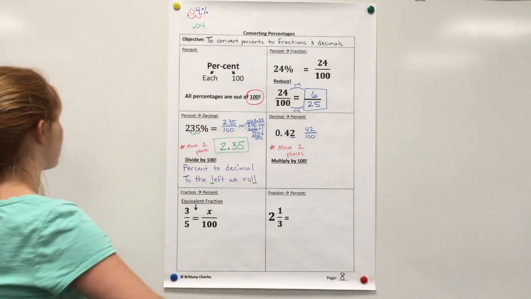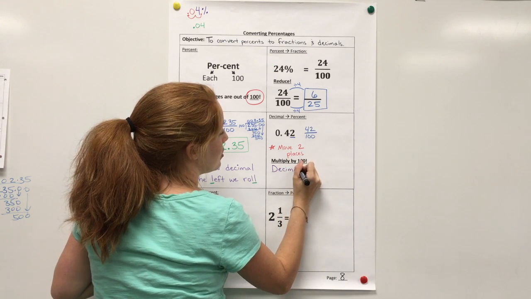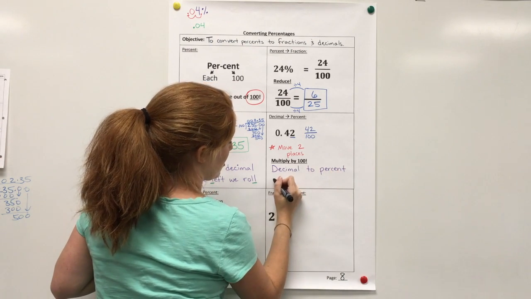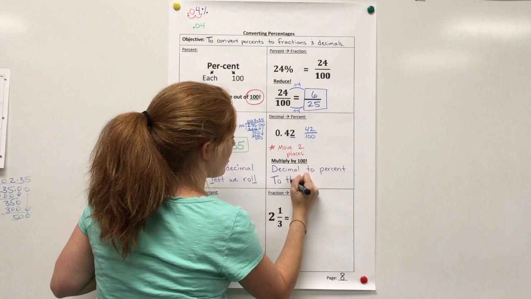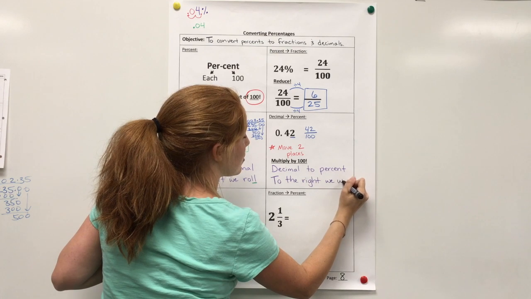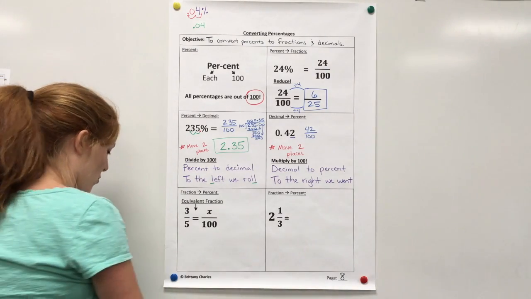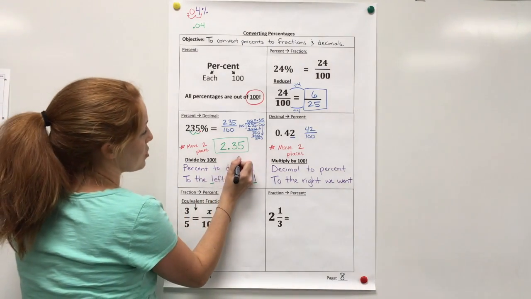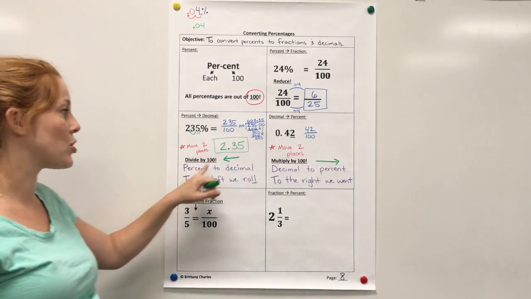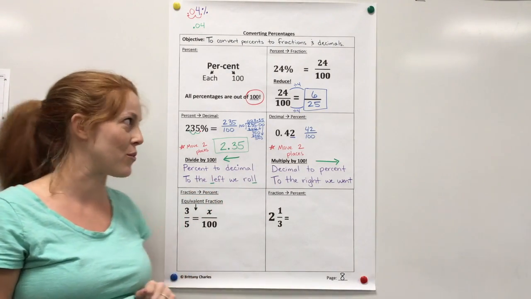So here's your little saying to help remember this. Decimal to percent, to the right we went. All right. So just remember that this one you're moving to the left and this one you're moving to the right. Okay? Help learn this little saying so it'll help you know which way to go. Because if you do it the opposite way, you will get it wrong.